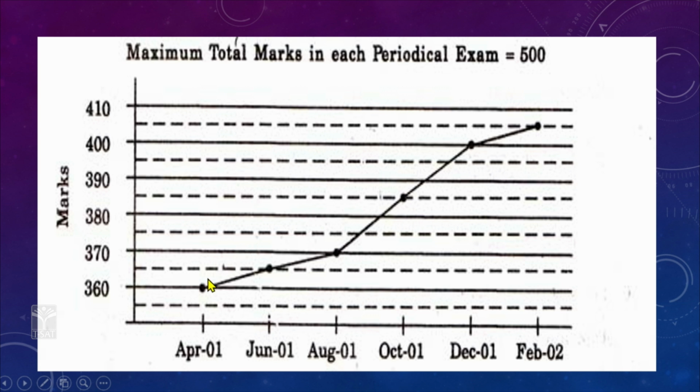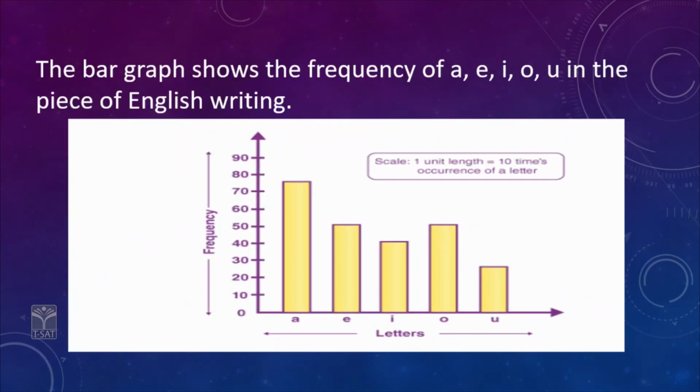When you join these points with a simple free-handed smooth curve, this is called a frequency curve. When you join with line segments, it is called a frequency polygon. That is the difference between frequency polygon and frequency curve. Okay, here we will discuss some questions based on these things.